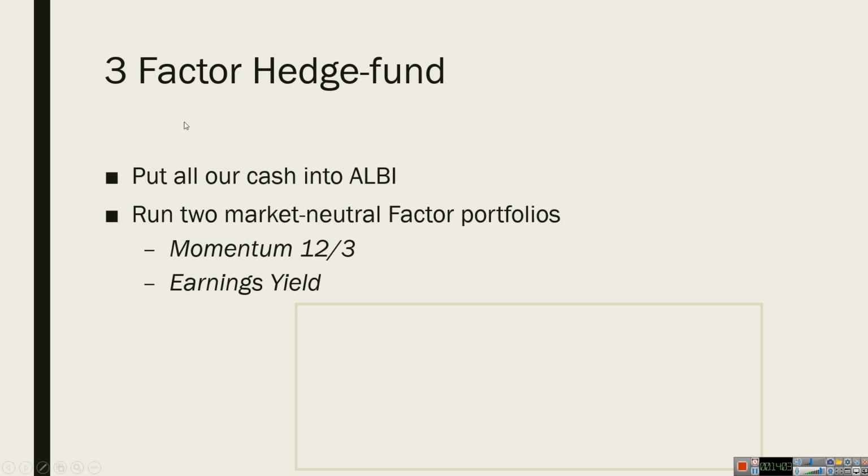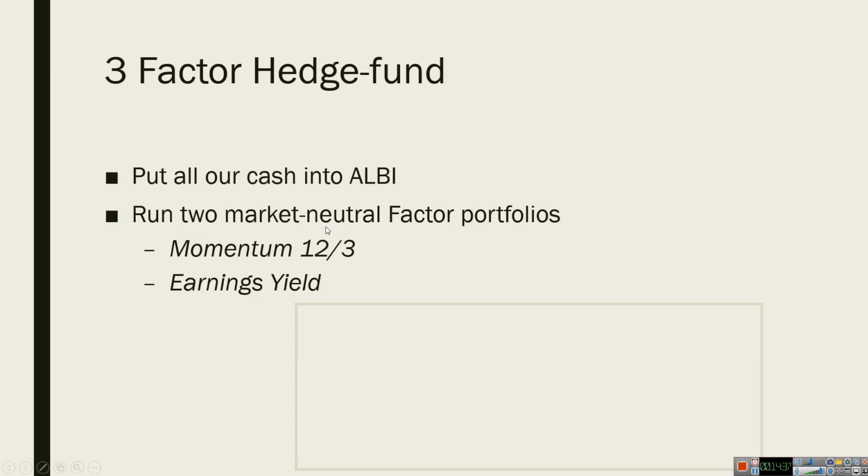So our thinking then was, let's look at building a 3-factor hedge fund. We're going to take all of our cash, and we're going to invest it into the all bond index, and it's going to sit essentially in the risk-free return. Then we're going to run 2 market neutral factors. We're going to take momentum and earnings yield. And those were the 2 we just found out were the best 2 principal components, if you like. And this is 12-month momentum holding for 3 months.